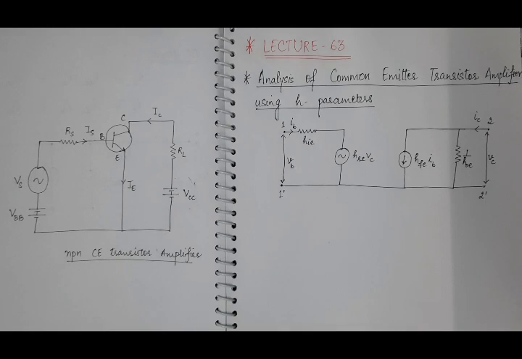In this lecture 63 of electronics, we will discuss one of the most important topics, which is almost always there in the exams of Punjab University, Chandigarh. The article is analysis of common emitter transistor amplifier using H parameters. We will use hybrid parameters to analyze the common emitter transistor amplifier.